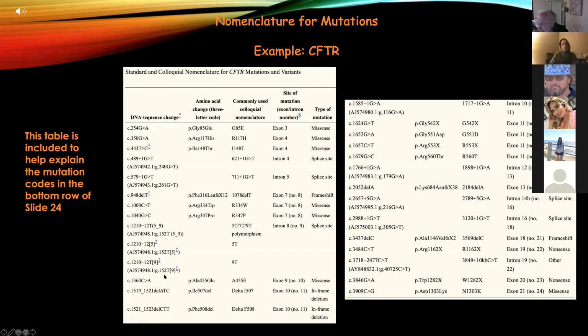I'm running out of time. I won't go through this table in detail. It simply shows you the nomenclature for mutations, and in particular CFTR mutations. So if you look at the first one, 254G goes to A, that means that base 254, where normally there's a G, has been mutated to A. And that means that glycine is now glutamine. And it's a missense mutation because it's a point mutation that changes the amino acid.